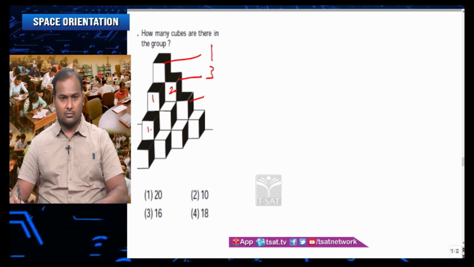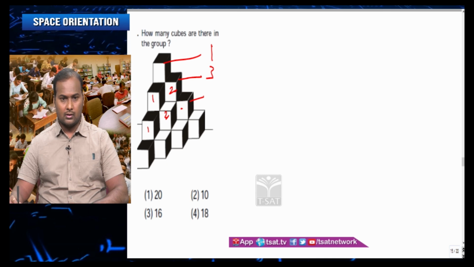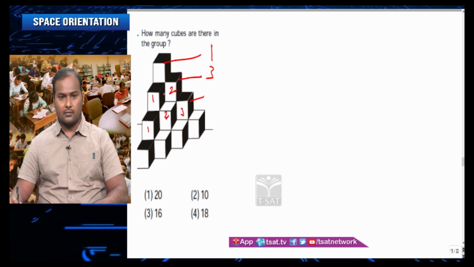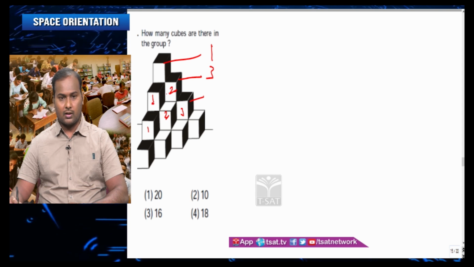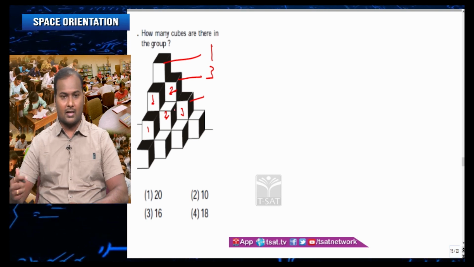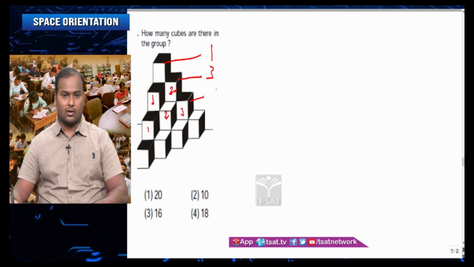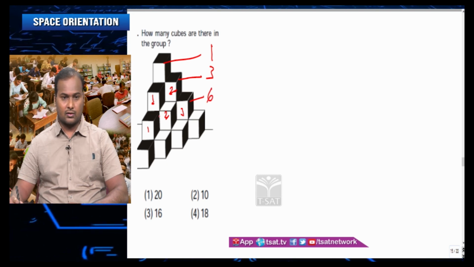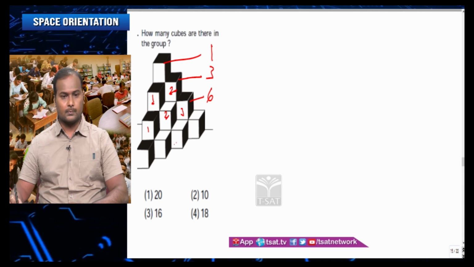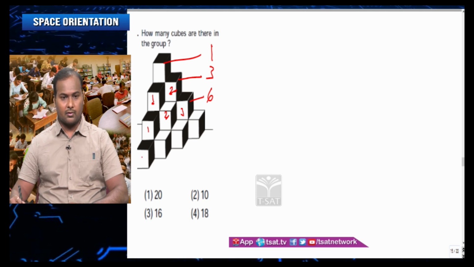Now come to the next layer, this layer. Here, how many are visible? 1, 2, 3 are visible. And how many are not visible? That is 1, this 2, and bottom of this 1, 2 and 3. So 3 are visible. At the other back side you have 3 more. Total here 6 are there. They are not visible. And at the bottom layer, how many are visible for us?